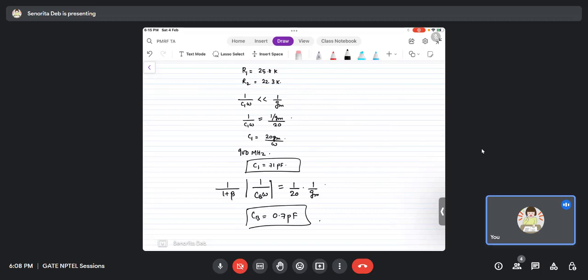So I think you will be able to do the emitter follower on your own, since I have already done common emitter and common base.